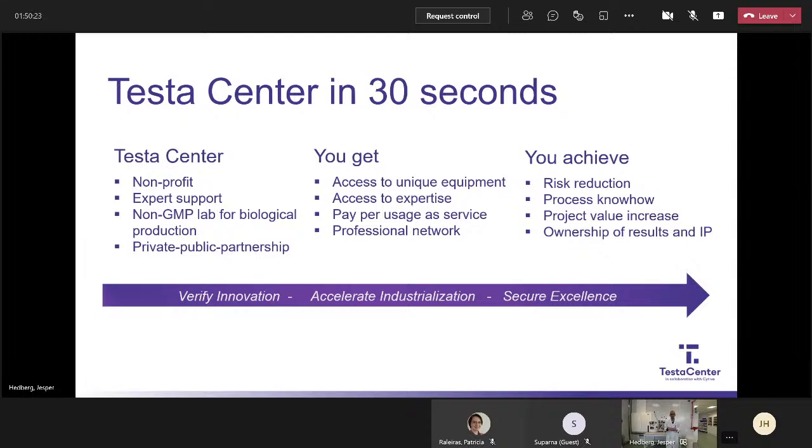Very important to say, when you are in Testa Center, you generate results and potential IP. Those results and IP are yours. So Testa Center will not claim IP, and if you want to do your project under confidentiality, it's perfectly fine for us to sign a CDA or an NDA.